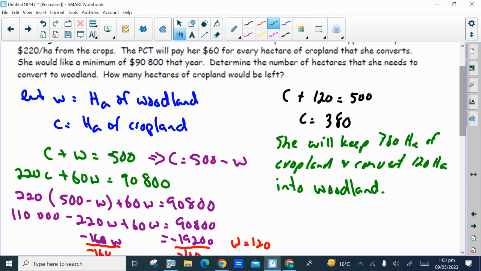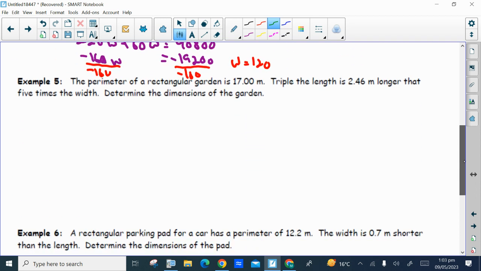So for your quiz on Thursday, you're going to have to be able to do both of these algebraic methods. You will be asked to use method of substitution, and you will be asked to use method of elimination as well. So you have to know them both.